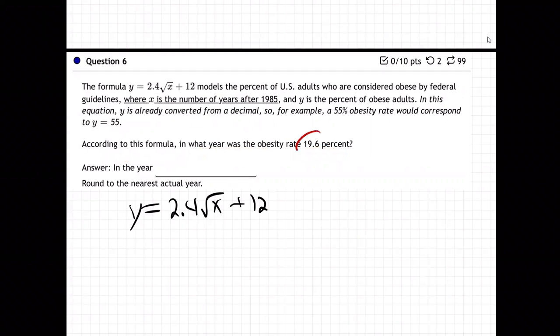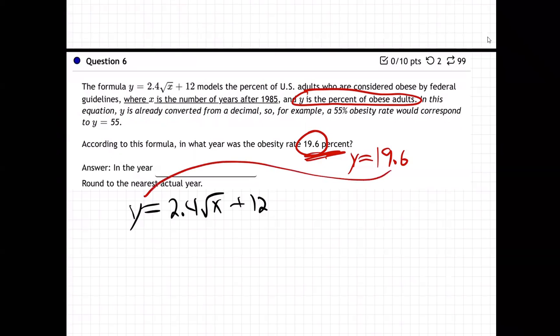So basically that 19.6%, I'm going to plug that in. Is it X or Y? Well, it says right here that Y is the percent of obese adults. So 19.6%, that's saying Y is 19.6, right? Because Y is the percentage of obese adults. So that plugs in for Y. You just plug that in for Y right there.